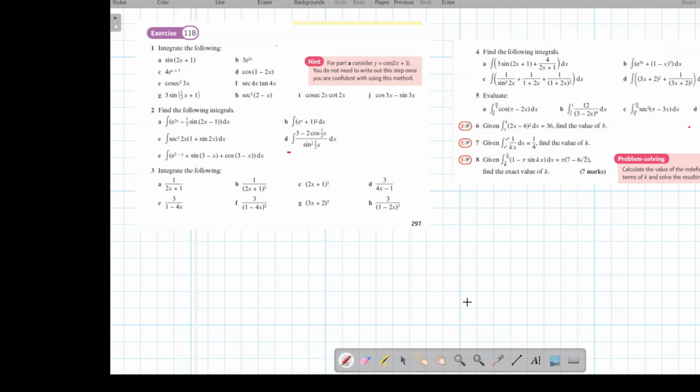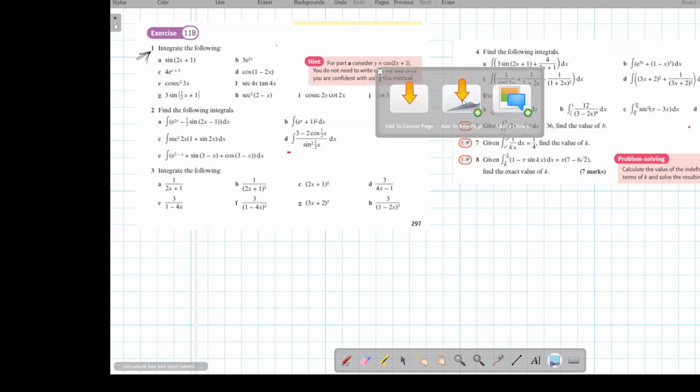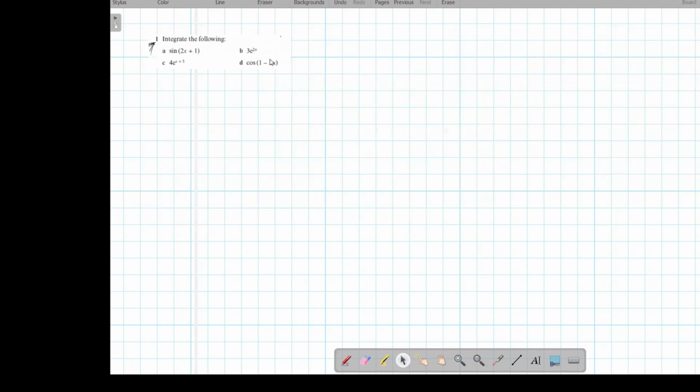So after that, we have this huge exercise number 11b, and we are going to discuss from each of the numbers. Number one, we can attempt different questions, just like A and D are similar. So tell me which one we should do. Let's do 1c.